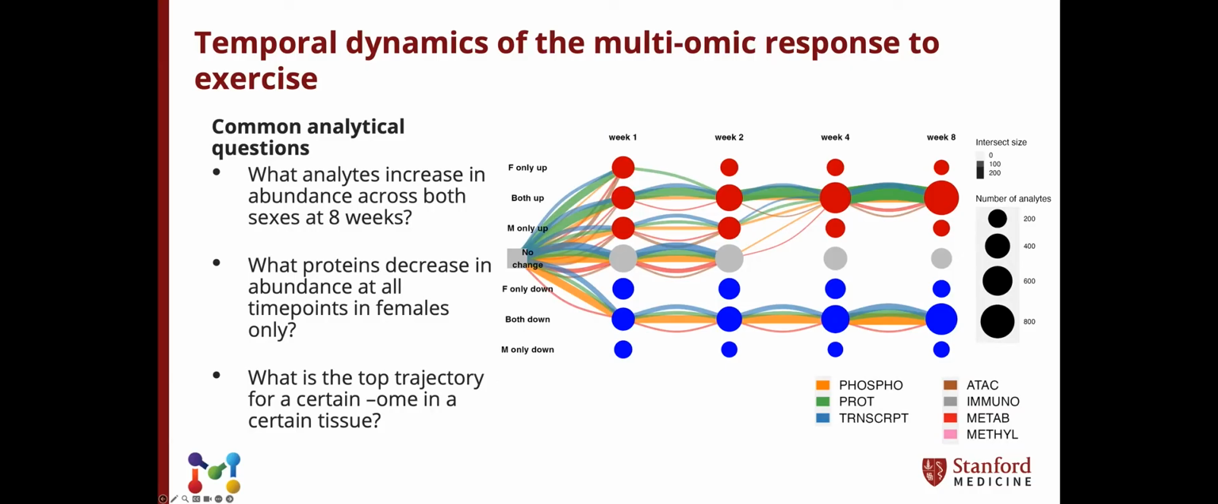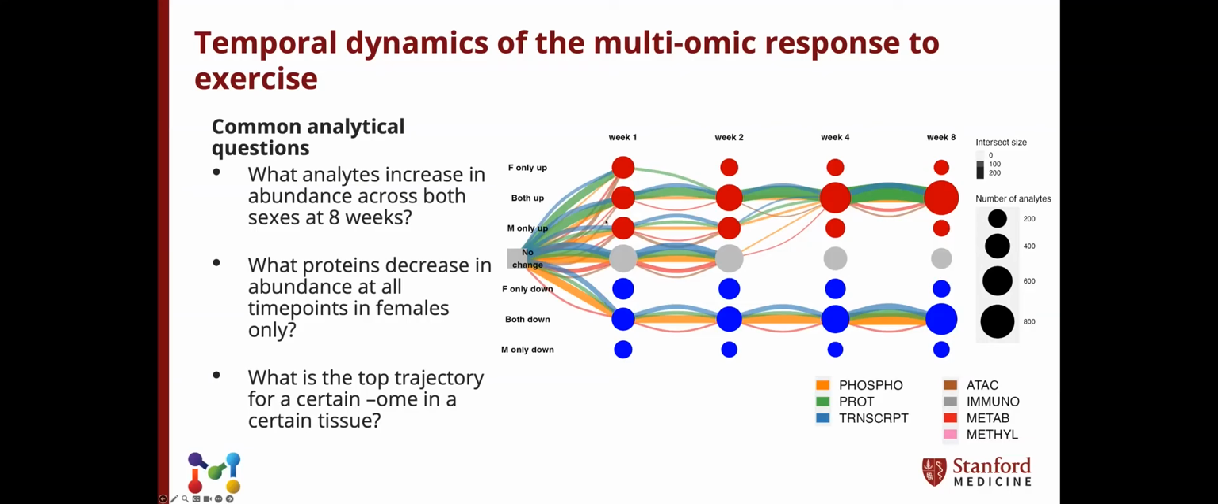So this is just an example of the gastrocnemius muscle results. Here, I'm showing just 7 of the states, so not the oppositely regulated ones, simply because there are very few features that are oppositely regulated in the gastroc with training. This shows the top 5 trajectories across training. The edges here are colored based on the ome, and the wider the line, the more analytes belong to that line.